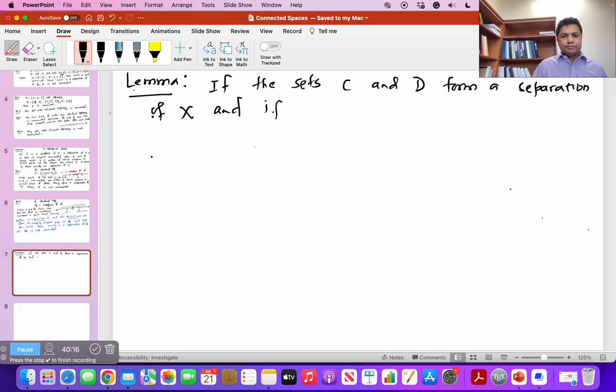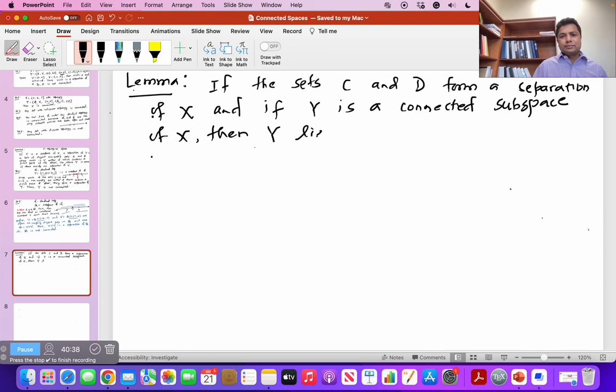And if Y is a connected subspace of X, then Y lies entirely within C or D.